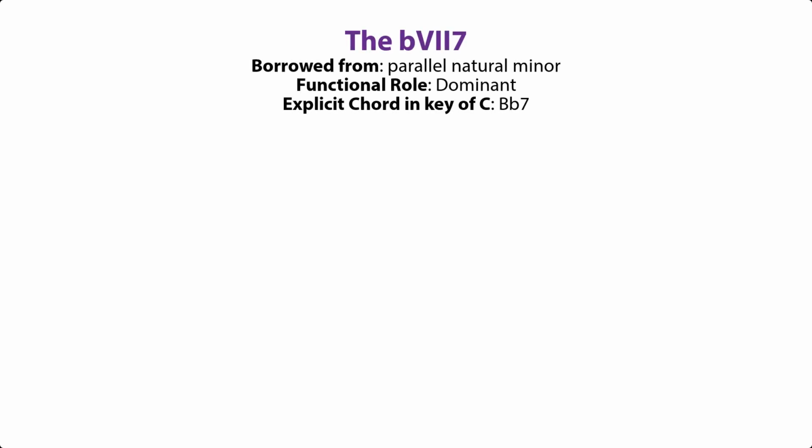Our third example is that of a flattened 7th dominant 7th chord. In the key of C major, our 7th degree is a B, so flattening it will give us a B flat, and so this chord would be a B flat dominant 7th. This kind of plays the role of a dominant chord, and it's borrowed from the C minor parallel key.